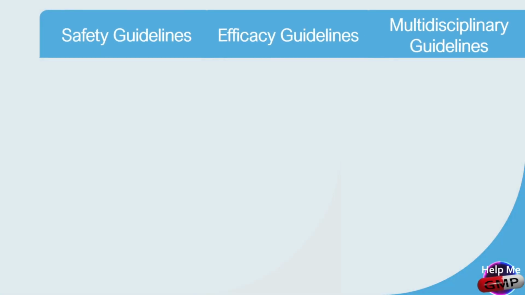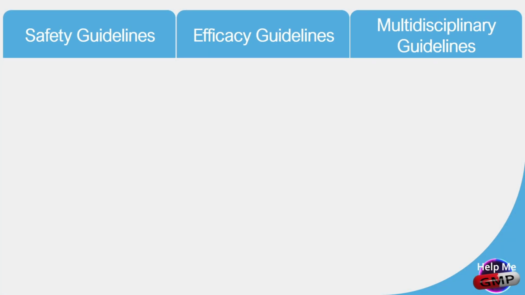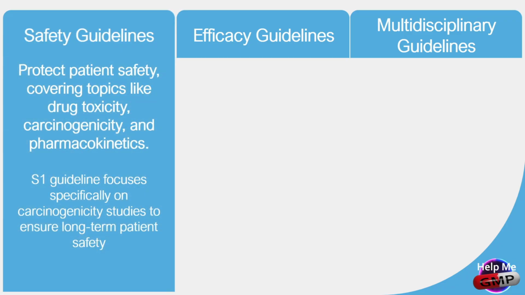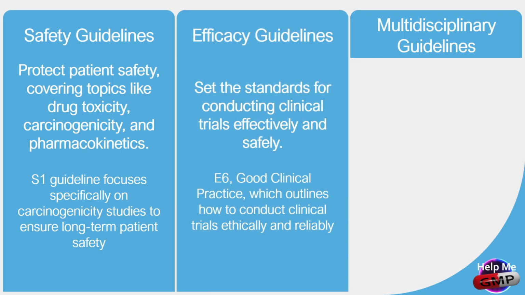Here is a brief overview of the other guidelines that may be applicable to you. Firstly, safety guidelines are there to protect patient safety, covering topics like drug toxicity, carcinogenicity, and pharmacokinetics. For example, the S1 guideline focuses specifically on carcinogenicity studies to ensure long-term patient safety. Next are the Efficacy guidelines. These guidelines set the standards for conducting clinical trials effectively and safely.